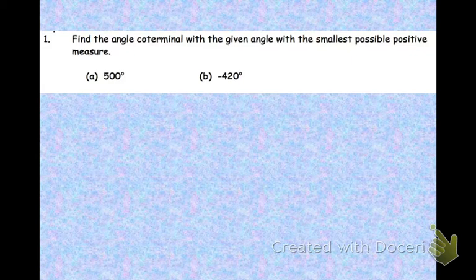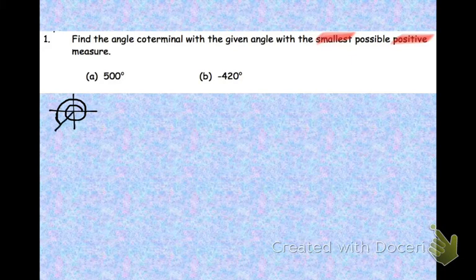So if we want to find the angles coterminal with the given angle and the smallest possible positive measure, we want the smallest positive measure. Those are two very important things. So to get that, if we're looking at 500 degrees, here's 360, and then you want to go even further than that. So there's 360, and then 500 would lie somewhere over here, somewhere in this quadrant. I'm not sure exactly where, but we're going to find that out right now.